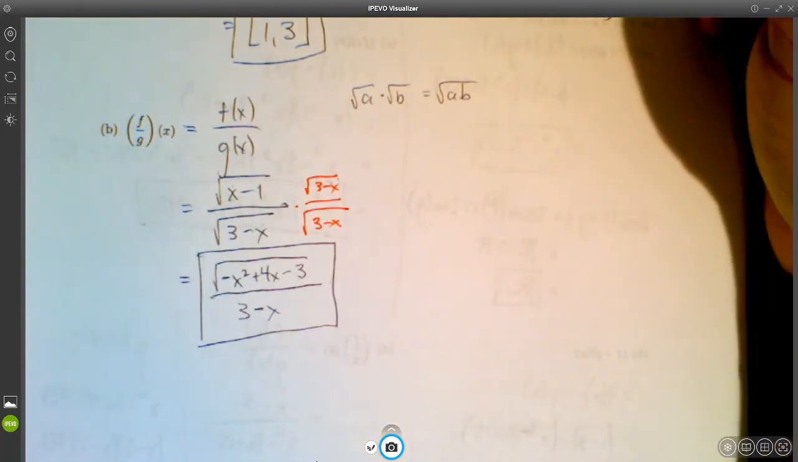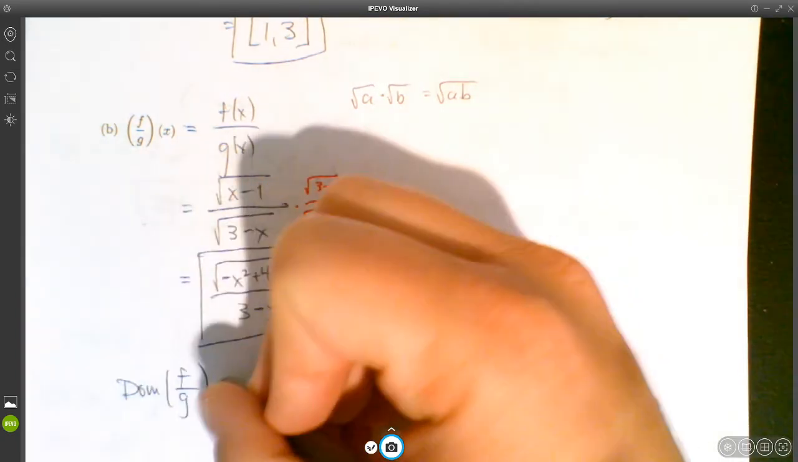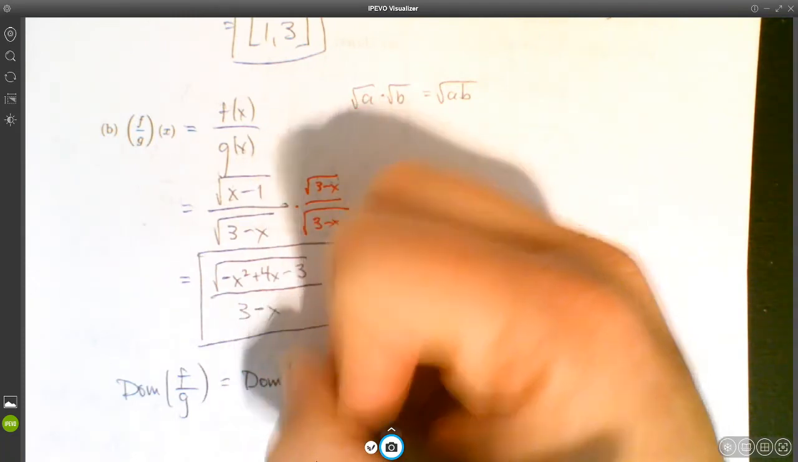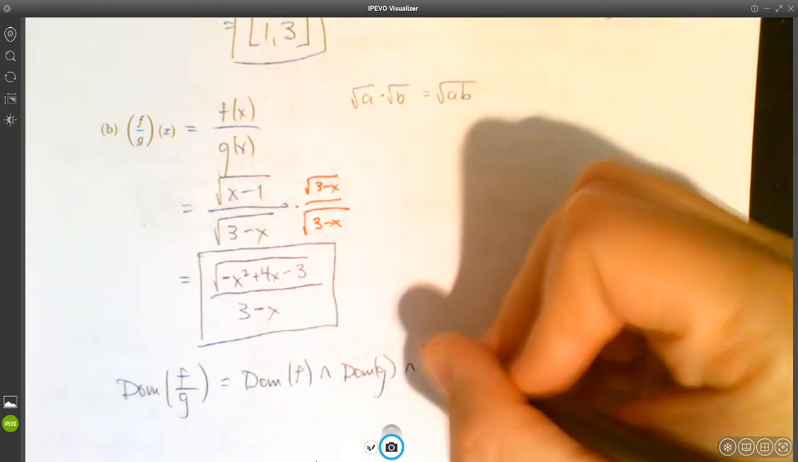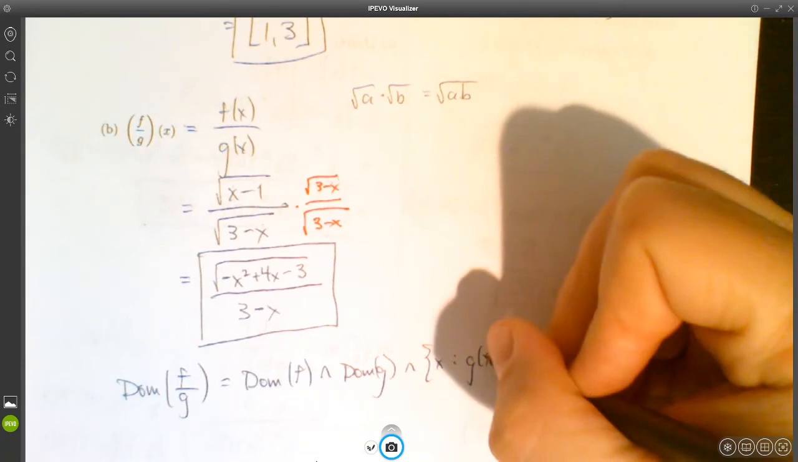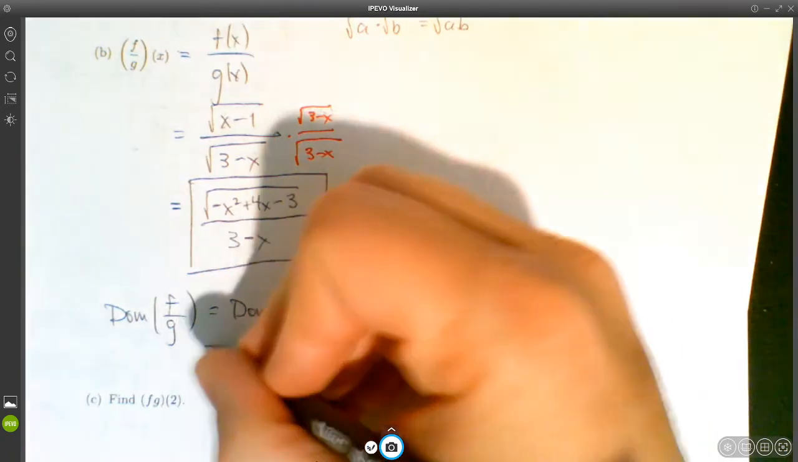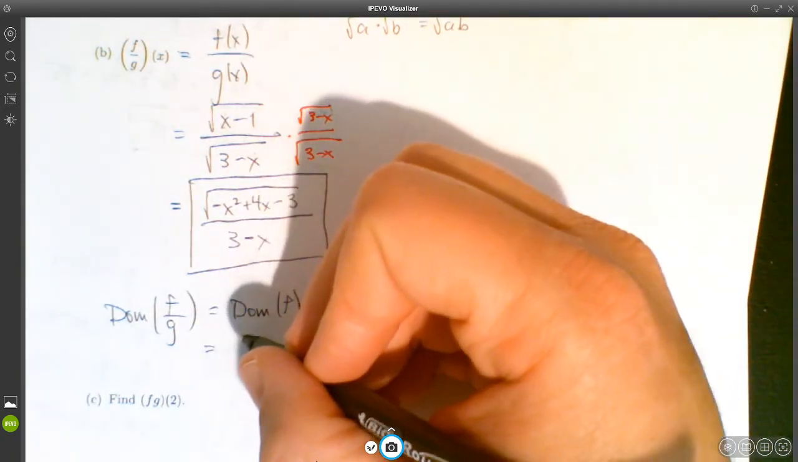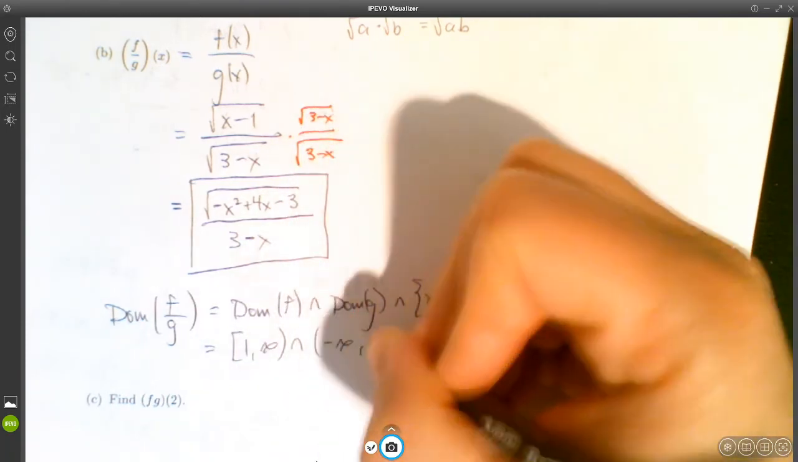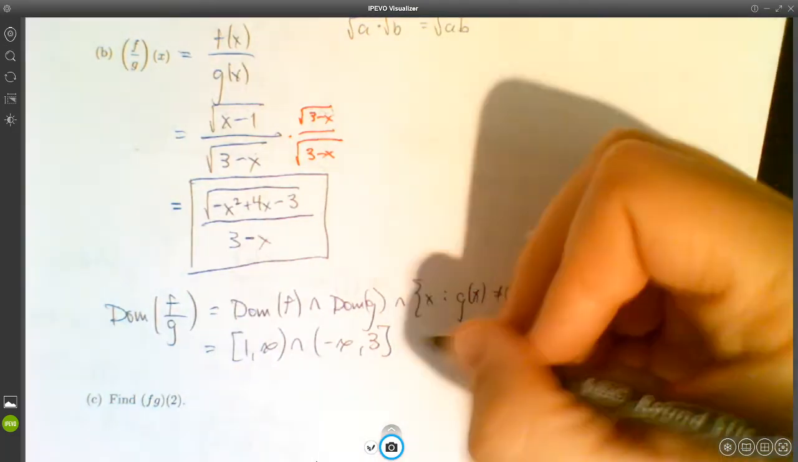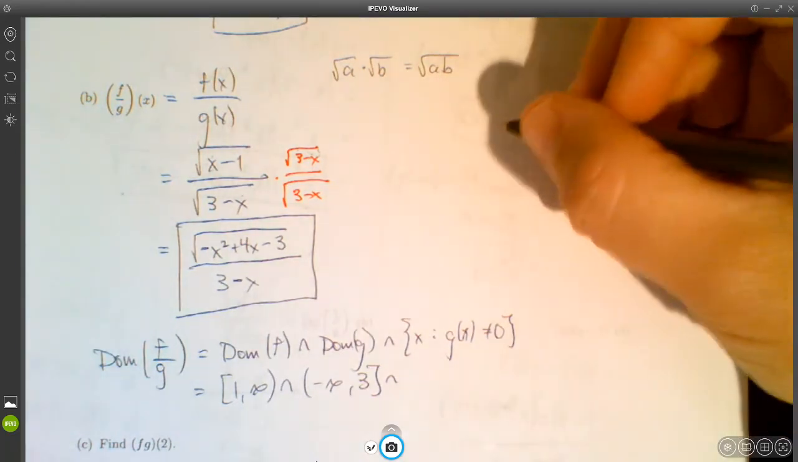Now, the domain of f over g is domain of f intersect domain of g intersect the set of all x such that g of x is not 0. So let's figure out what that set is. We know that domain of f is 1 to infinity. We already did that work. And we know that domain of g is negative infinity to 3. So we already did that work. But we need to figure out what this set is, the set of all x where g of x is not 0.